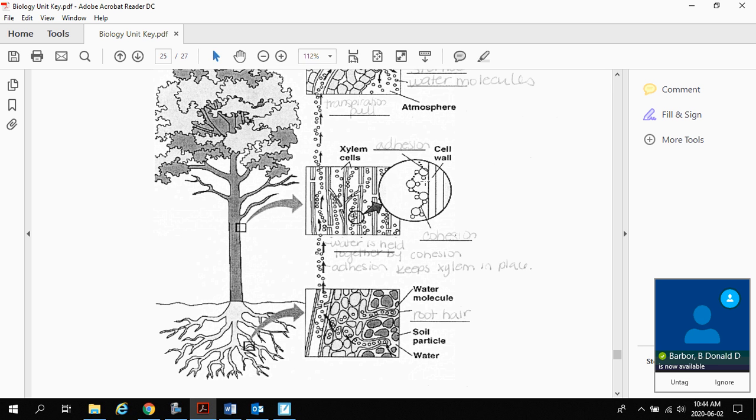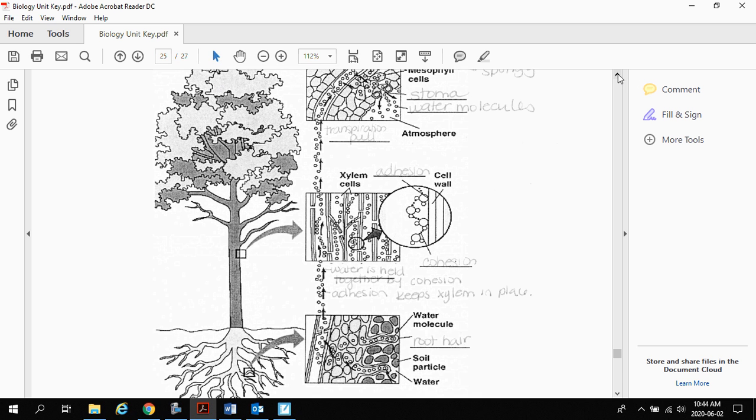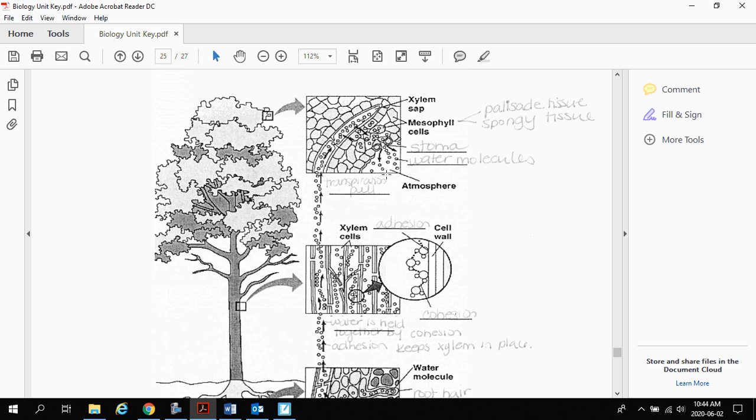Adhesion is each water molecule, or the outermost water molecule, holding on to the cell wall of the xylem. So that's adhesion. And then again, we have root pressure pushing it up. We have cohesion, holding water molecules together. We have adhesion, holding the water molecules to the cell walls of the xylem. And then the big force is transpiration. Up at the level of the leaves, it is pulling the water up in order to allow photosynthesis to occur. So this is the transpiration pull.